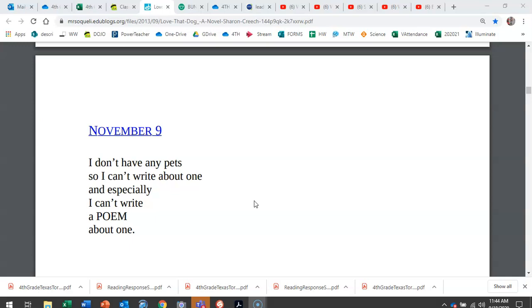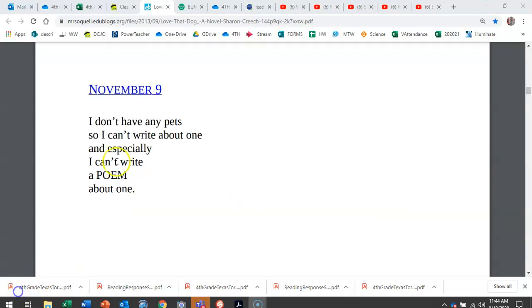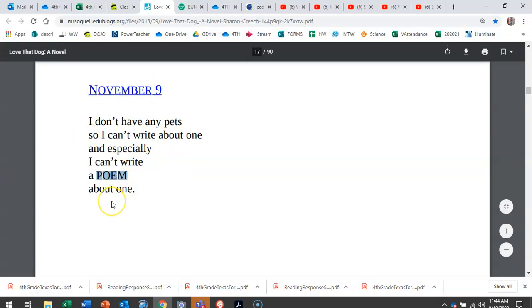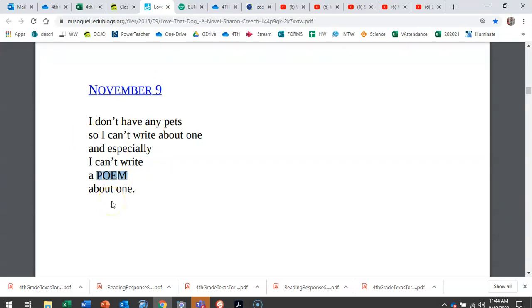So let's start with November 9. I don't have any pets, so I can write about one. And especially, I can write a poem about one. Boys and girls, I want you to see how these letters are in capital. The speaker did that, or the poet did that, to emphasize or make a point that Jack is saying, I can write a poem about one. So here, boys and girls, we can infer, we can tell that the teacher is asking Jack to write about what?